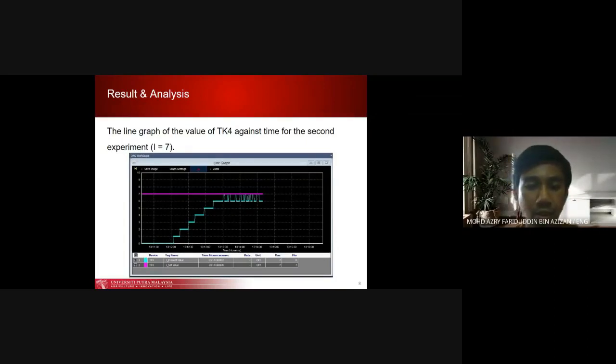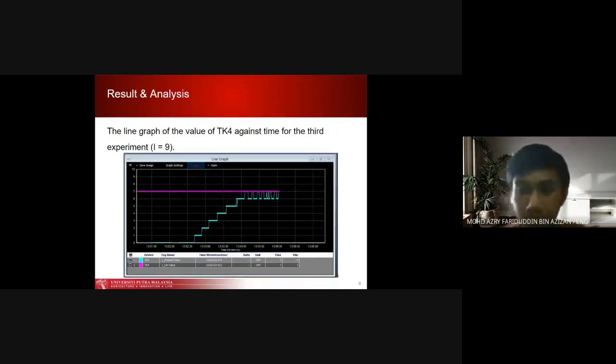After the value of TK4 reaches 7, it starts to fluctuate between the values of 6 and 7. The fluctuation of the graph remains constant until the experiment stops.